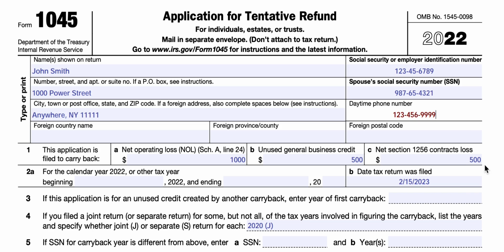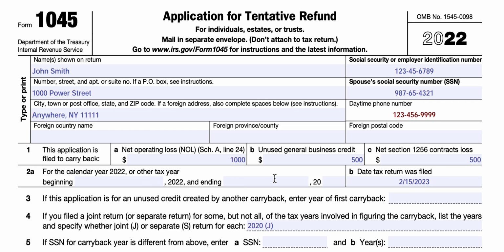So if you plan to do this, you're going to need to check on the instructions for Form 6781, which is the calculation for net 1256 contracts loss. For here, I just put a placeholder of $500.